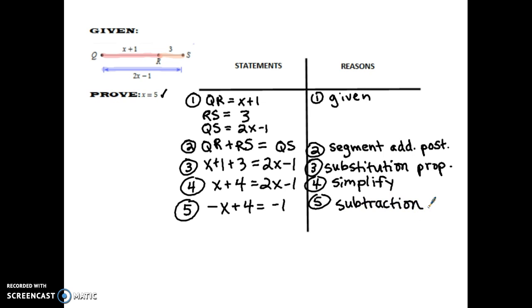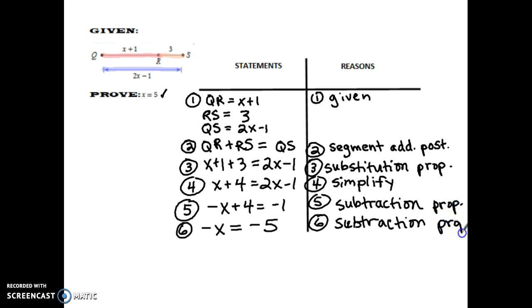All right, x's are on the left. I need this 4 to go over to the right-hand side, so I'm going to subtract 4. Somebody asked me yesterday, is it okay if we use the same property 2 times in a row? Yes, as long as it's appropriate. Does that look exactly like I need it to look? What do I have to do?